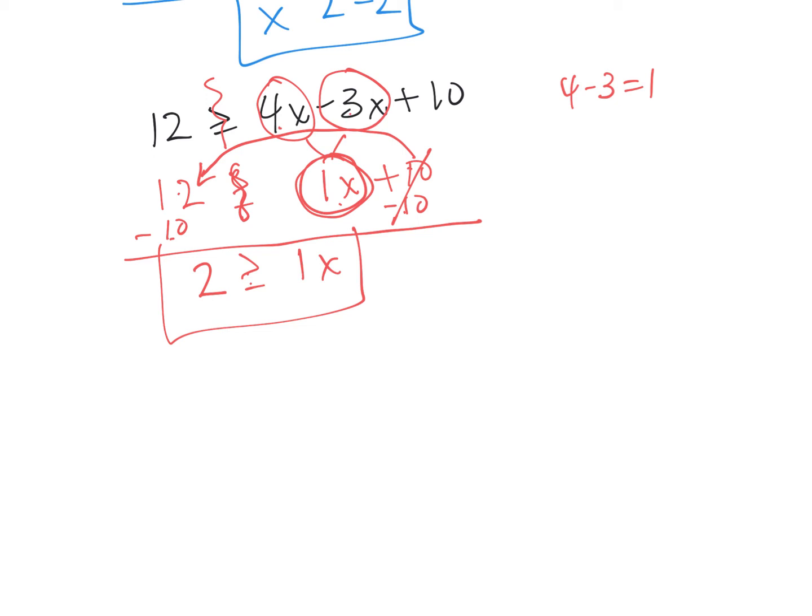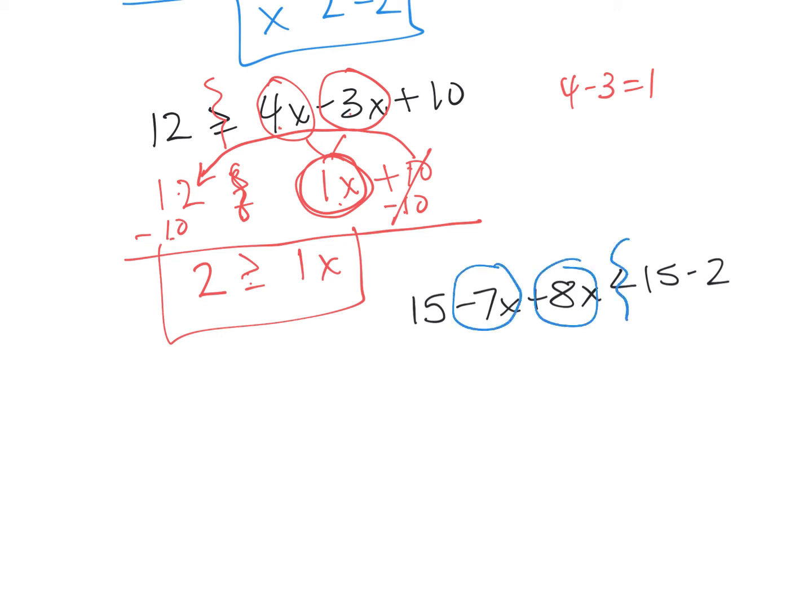If I have, let's do this one. If we have 15 minus 7x plus 8x is less than 15 minus 2. So I have two variables, so I'm going to circle those two. Notice they're on the same side of the squiggly, so we keep the signs, right? So we have negative 7 plus 8, so it becomes 1x.